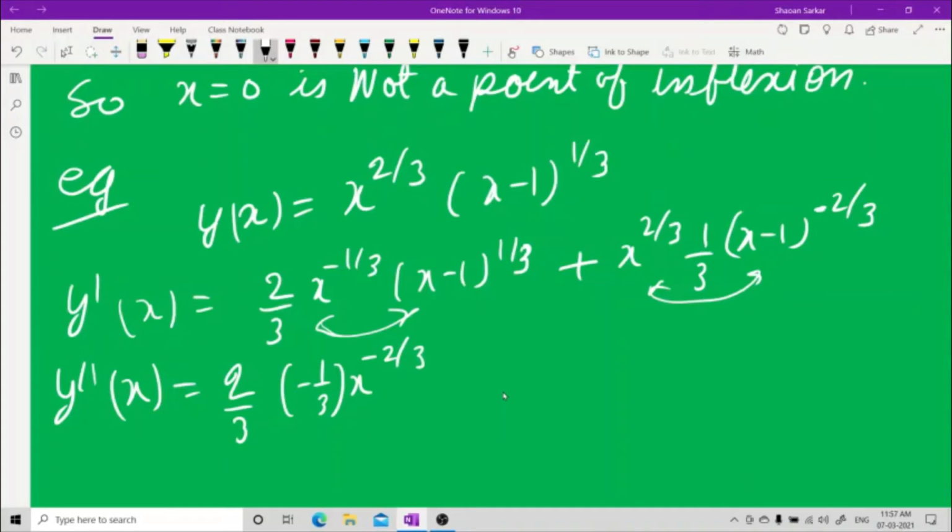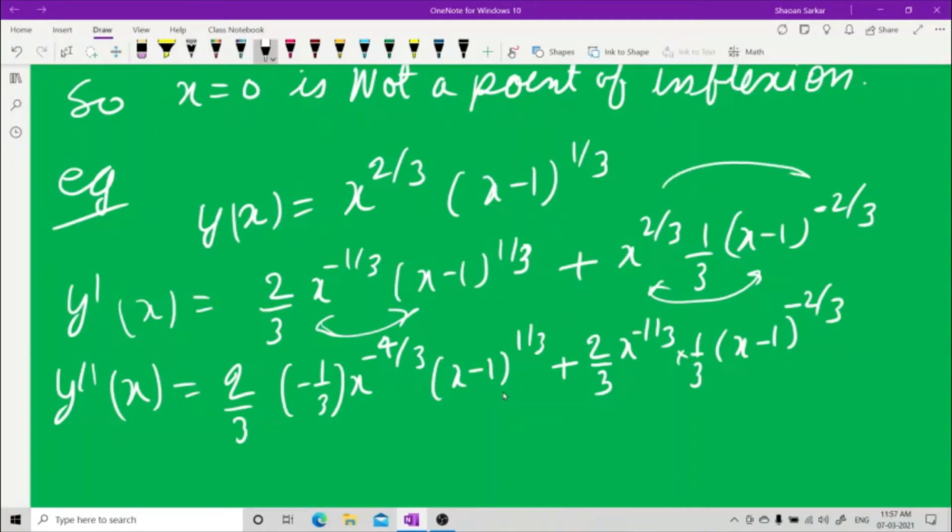Now you take this one as it is. Minus 4 by 3, sorry, minus 4 by 3, not 2 by 3. This is 4 by 3. Then x minus 1 to the power of this. Now plus 2 by 3 x to the power of 1 by 3 into 1 by 3 x to the power of minus 1 minus 2 by 3.